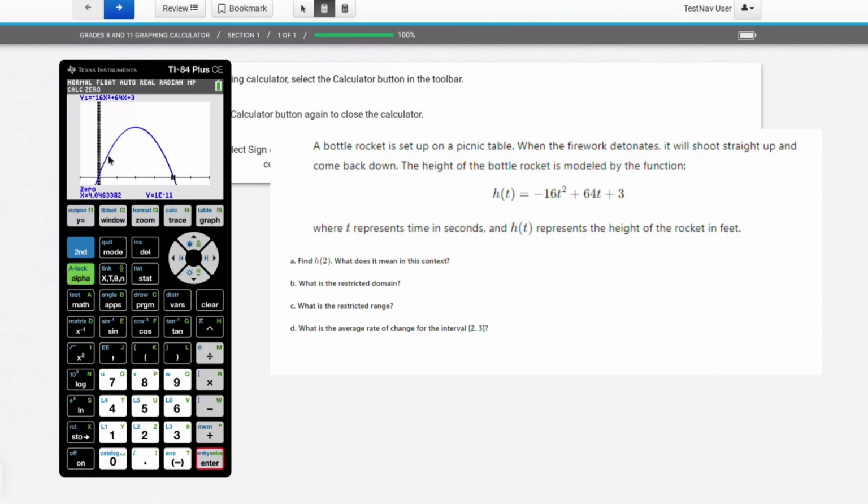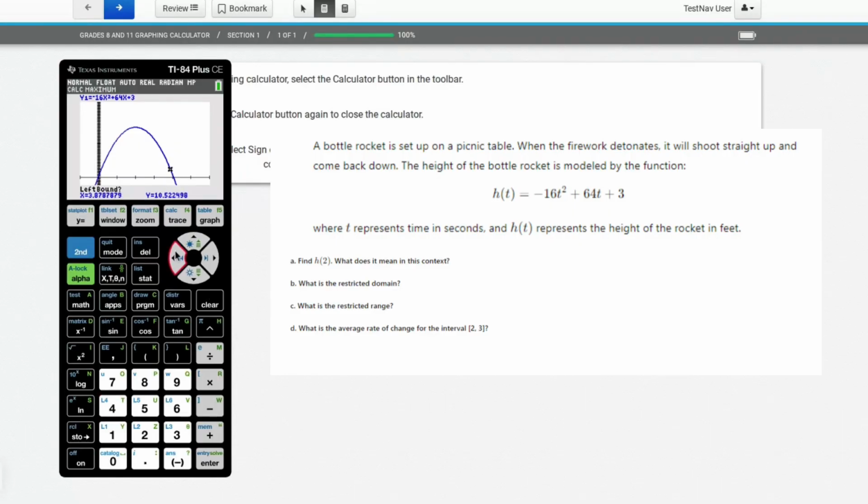What is the restricted range? Well, the range is how high is this going to go and where is it going to bottom out? Well, it's going to bottom out at 0, so that's going to be the easy part. So we'll say 0 and include 0. How high does this go? Well, we need to find the maximum. So let's hit second, calc, maximum.